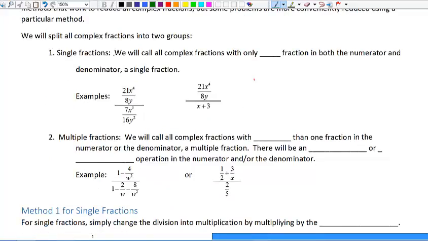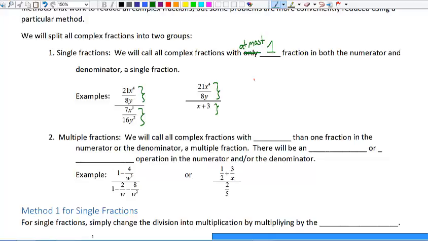Single fractions. We will call all complex fractions with, and this should really say at most, one fraction in the numerator and at most one fraction in the denominator a single fraction. So this has one fraction in the numerator and one fraction in the denominator. Notice there's no pluses or minuses giving a second fraction. This one has one fraction in the numerator. This one has no fractions in the numerator. Yes, there's a plus or minus, but there's no fractions there. So there's only at most one fraction in the numerator and one fraction in the denominator.